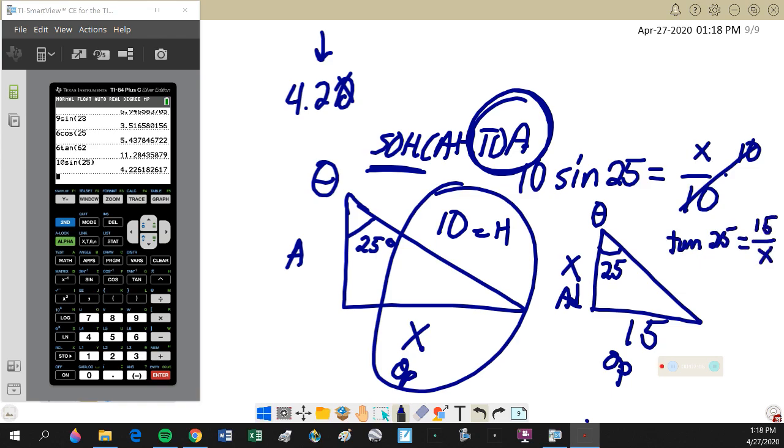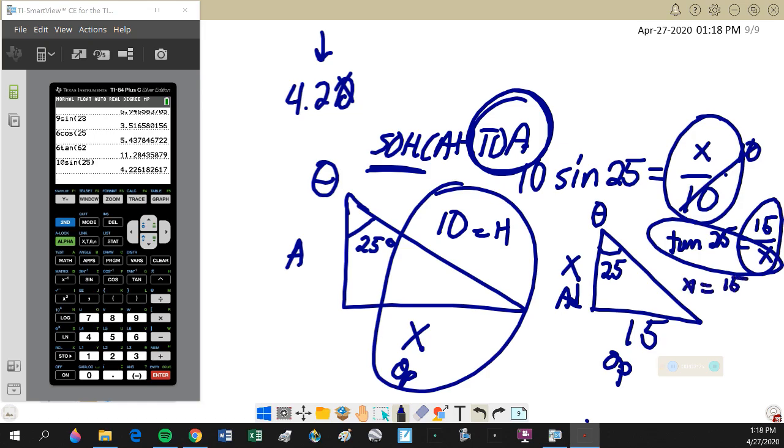Now notice this is different. In the first problem, x was on top. When x is on top, you just multiply by the denominator. In this problem, x is on bottom. When x is on bottom, you switch places with these. So when I switch them, I get x equals 15 over tangent of 25. And every problem will be like the first one or the second one. You'll either multiply or you'll switch. There are no other options.